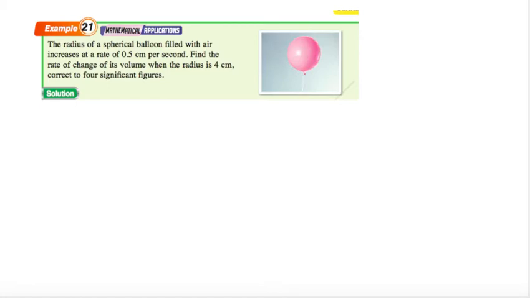Let's do example 21 together. The radius of a spherical balloon filled with air increases at the rate of 0.5 cm per second. The radius, so 0.5 per second. The radius, right? So it is dr dt. So given dr dt, information given. Find the rate of change of volume. So the question asks you to find dV dt, rate of change.